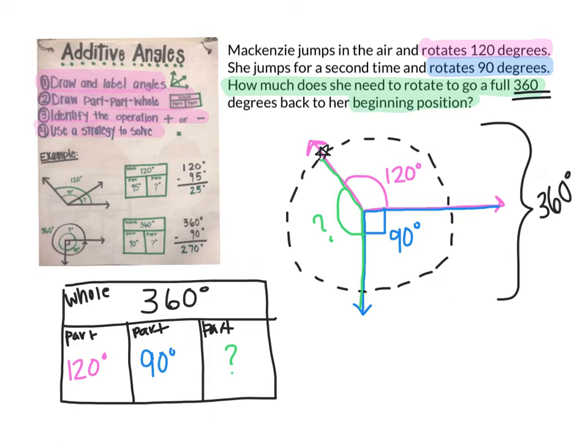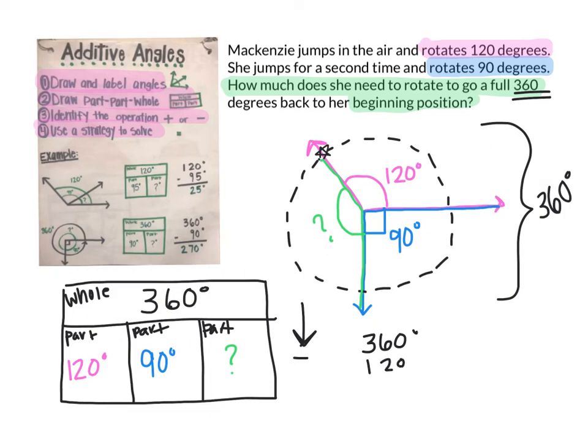So when I look at our chart, I see we've got 2 parts, a missing part, and I'm given my total. That tells me that we're going to subtract to find our missing part. So we start with our whole. My whole is 360 degrees. I'm going to subtract both of my parts to find my missing part. So my first part is 120 degrees. So let's subtract that first.